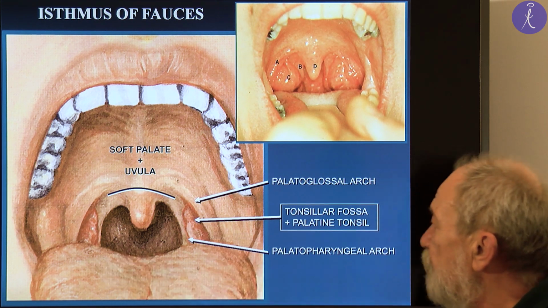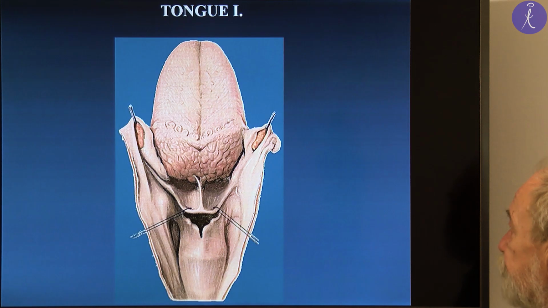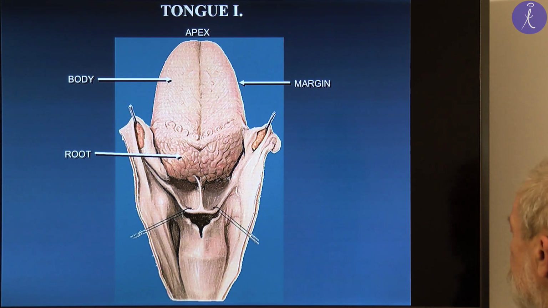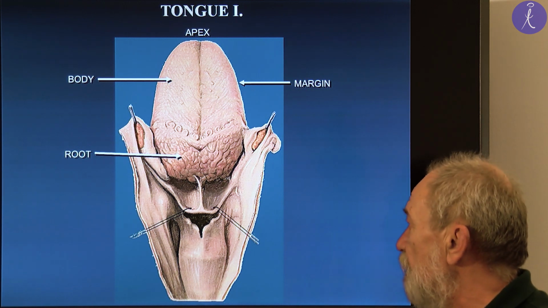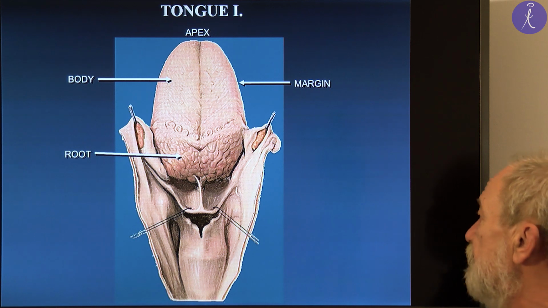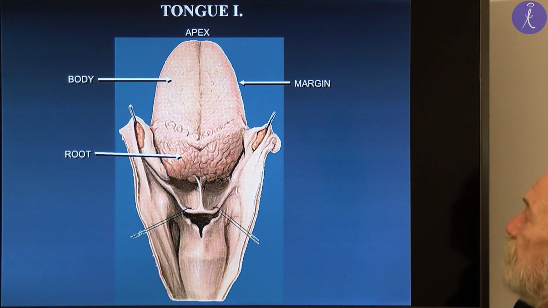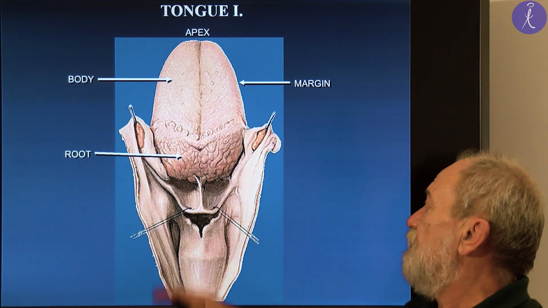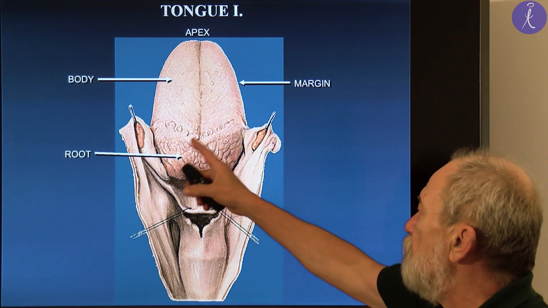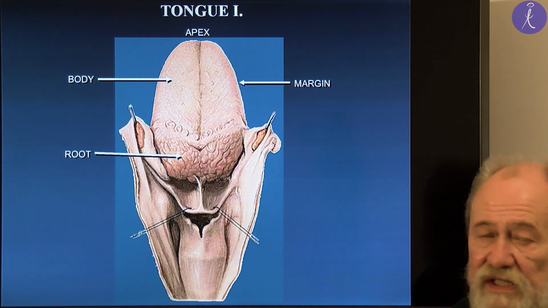The floor of the oropharyngeal isthmus is formed by the root of the tongue. Talking about the characteristics of the tongue, it has a unique shape, so rather you should say that something resembles a tongue than the opposite. It has an apex anteriorly, freely ending, and an anchored posterior part, which is the root of the tongue. In between them is the body.